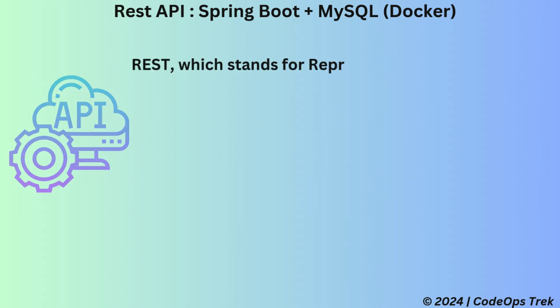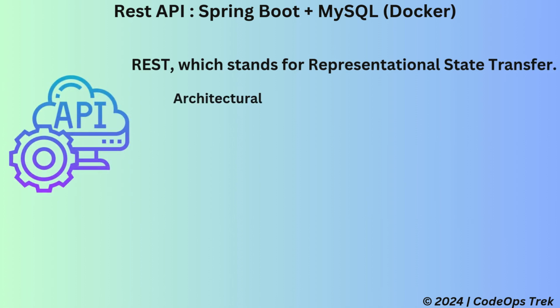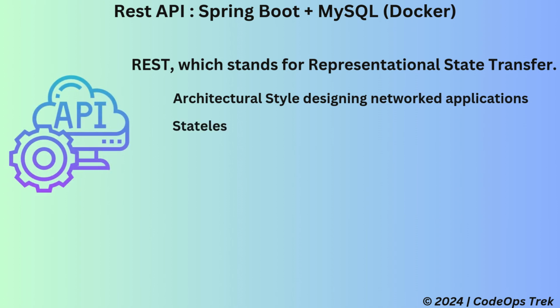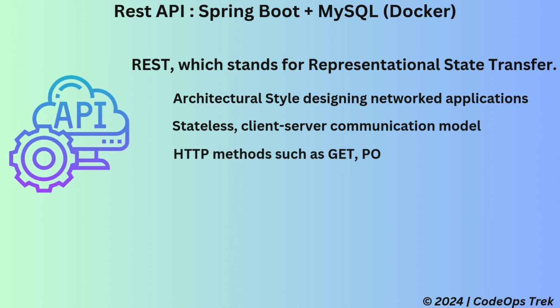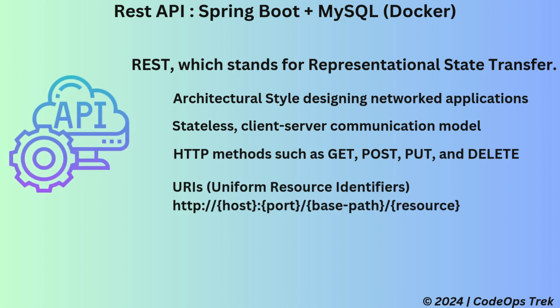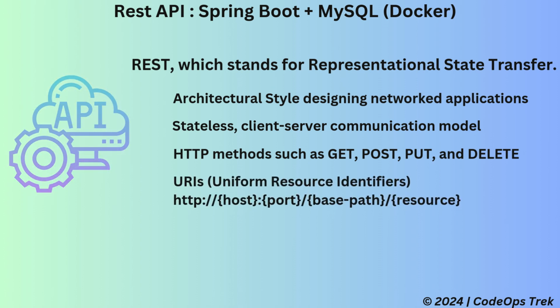REST, which stands for Representational State Transfer, is an architectural style for designing networked applications. It relies on a stateless, client-server communication model and uses standard HTTP methods such as GET, POST, PUT, and DELETE to interact with resources. In a REST API, resources are represented by URIs, and the data exchanged is typically in formats like JSON or XML.